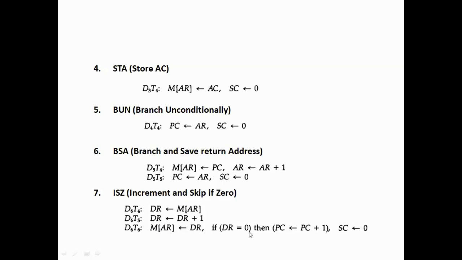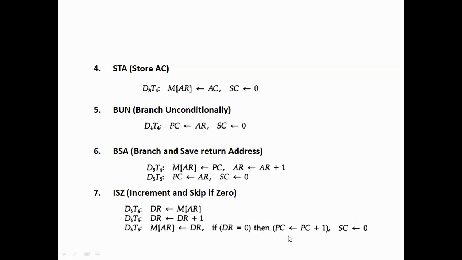If the value of DR is 0, that is what it means, skip if 0. That if the answer is 0, then you skip the next instruction. What is to be skipped is the next instruction. So if I tell you just skip the next instruction, you are currently executing instruction number 6, just go to instruction number 8. Don't execute instruction number 7.